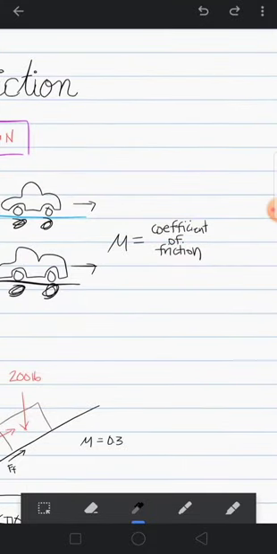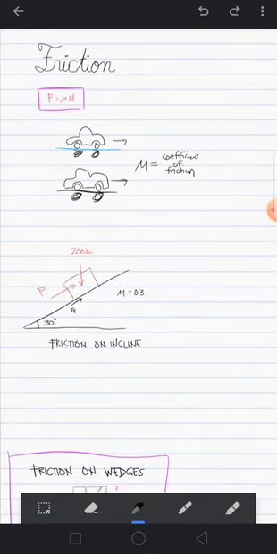Mu is just the measure of how much or how little friction there is between two surfaces, whether they are rougher or smoother. Just like sandpaper versus paper alone. When you rub two surfaces of paper, it is smoother, unlike if you rub two surfaces of sandpaper. That shows the difference in the coefficient of friction.